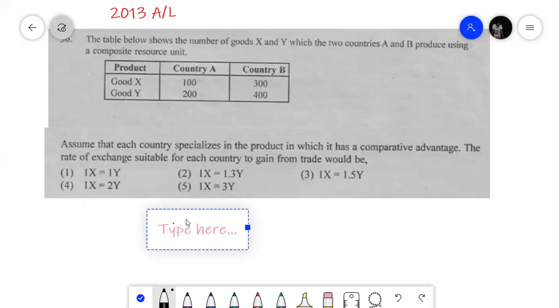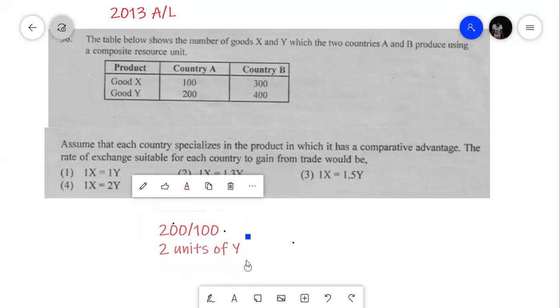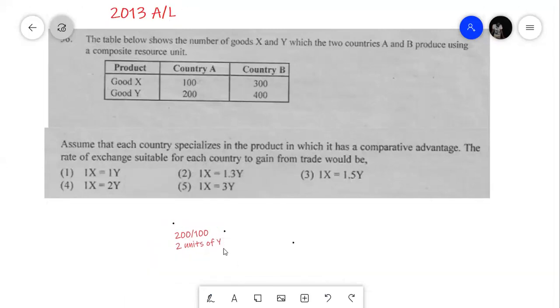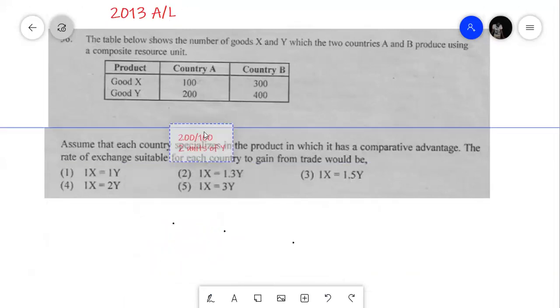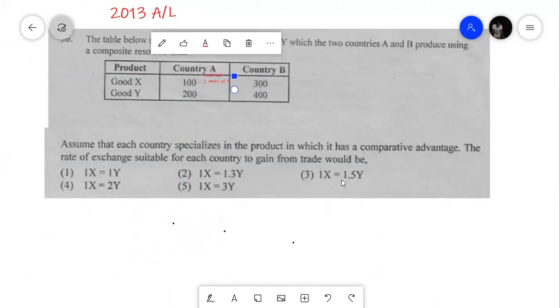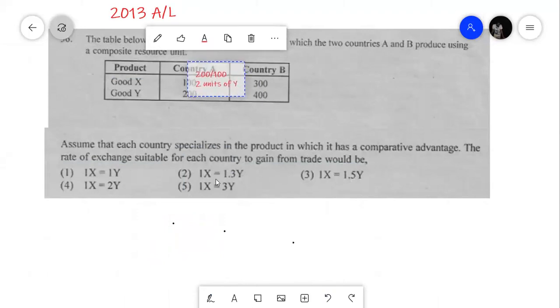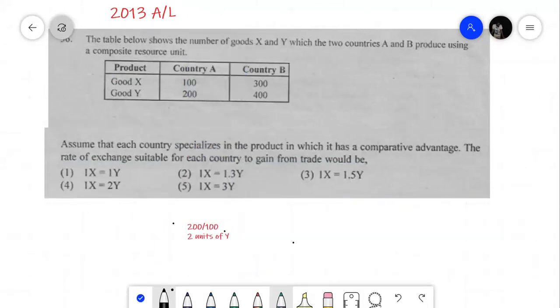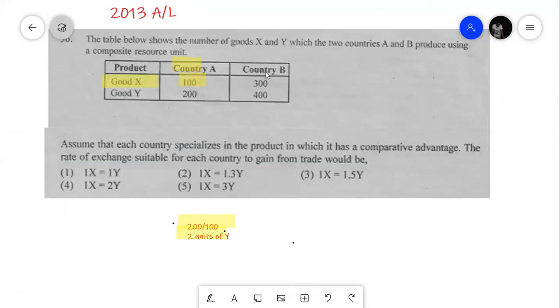So I'll put it over here. So that's 200 divided by 100. So in their country, it's 2 units of Y. So the opportunity cost of producing 1 unit of X is 2 units of Y. Then look at the other country, country B. Remember that this has to come over here, right? This one is the opportunity cost of country A for producing good X, the yellow one. Okay, right. Then look at country B.